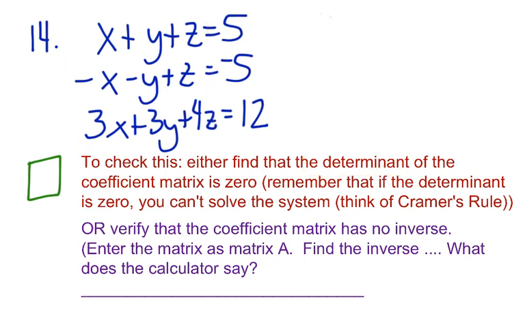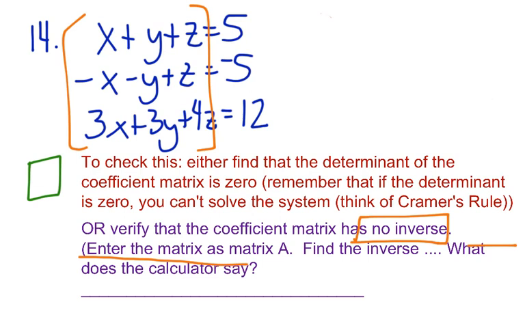The second way you can verify is to show that the coefficient matrix, so here again, this matrix right here, has no inverse. Remember that if a matrix doesn't have an inverse, you can't solve it. So the way you would do that is you would enter your coefficient matrix as matrix A, then tell it to find the inverse, and write on your paper what the calculator says when you do that, because that's a really good way to check. So pause, do that, and then write down what it says. Okay, once you've done one of those two things, you don't have to do both, but do one of them, then you have verified that.